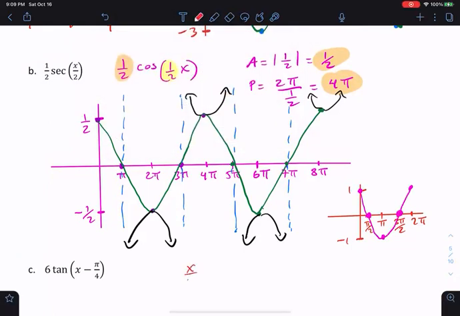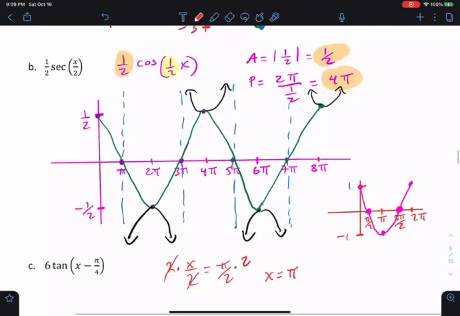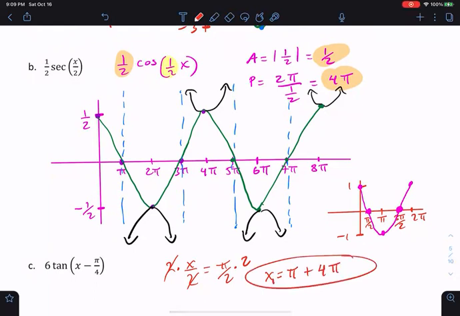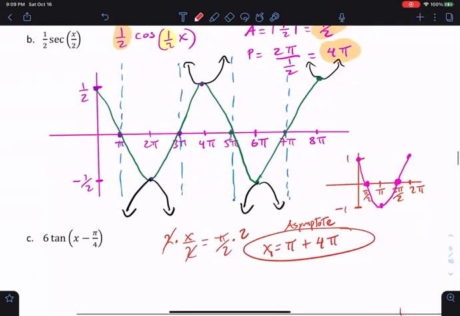So x over 2 equals pi over 2. So you multiply by 2 both sides, and you get x equals pi. Therefore, one asymptote is at pi plus 4 pi n, because you add the period here. So this is one asymptote, okay? And then the other asymptote will be at, because this reflects one period, right? So then after that you can say, oh, 4 pi n, by the way, I forgot the n.